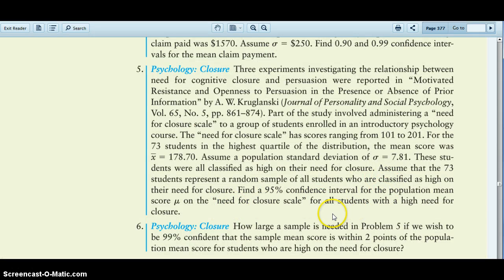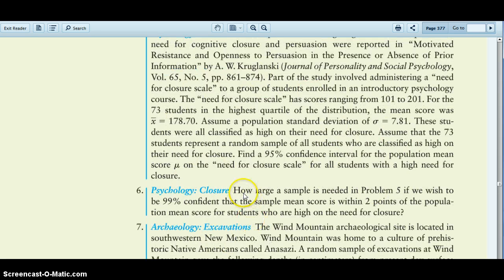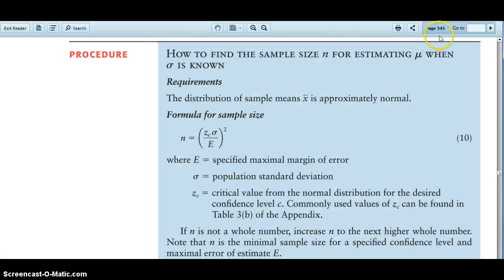Refer back to number 5 to get some of the values you'll need. But for number 6, you're trying to find how large of a sample you need for a given confidence level, 99%, and for your sample mean to be within 2 points of the population mean. So if you look at page 345, there's a nice little box that explains the whole process, because you're trying to find the sample size needed to estimate the population mean, and this value is given to you in problem 5. And so again, you'll have to look up a critical value from that table on page 340.